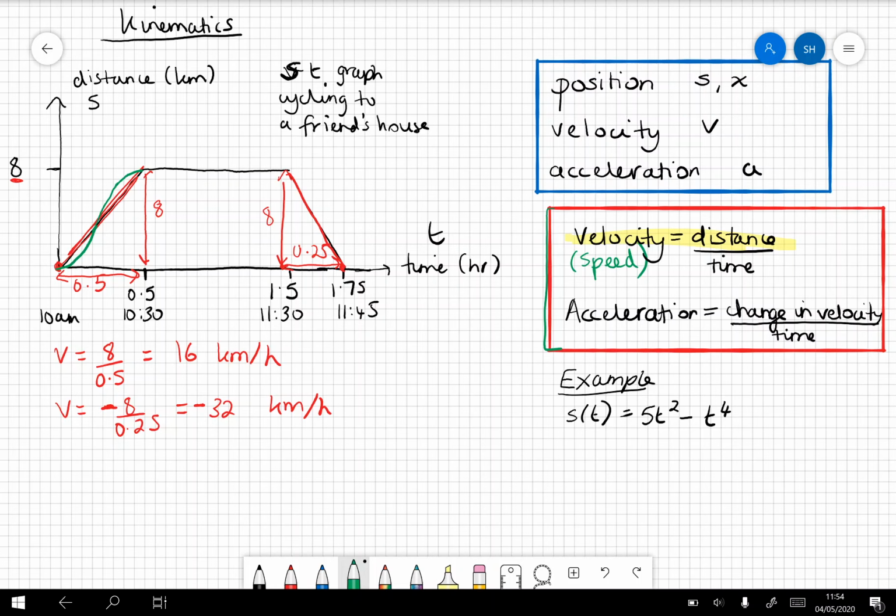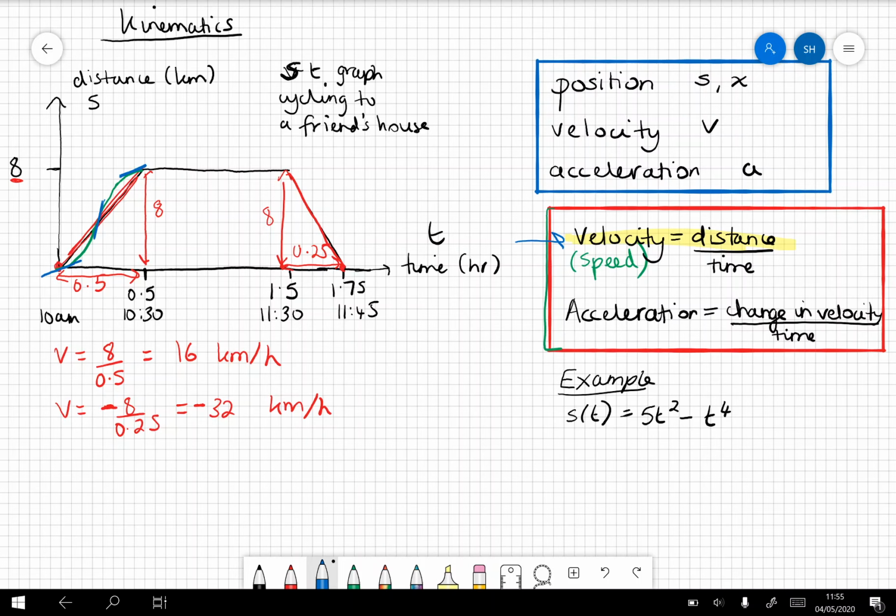And if we think of that in terms of gradients, it means that initially my gradient's quite shallow. I'm going quite slowly at the start and at the end, and then in the middle section my gradient's a little bit steeper. If I used the equation we've seen before, that would give me my average velocity. So I had a small velocity, a higher velocity, a smaller velocity. On average, it's still 16 kilometres an hour. But what if I wanted the velocity at each of these little sections I've drawn?